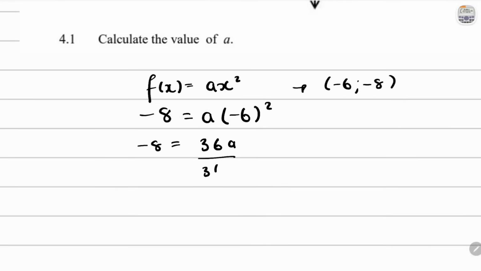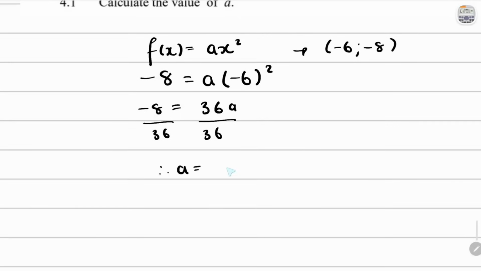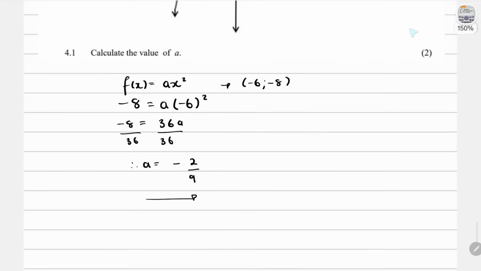And if you divide both hand sides by 36, therefore, a is finally equal to negative... You can see that they are both divisible by 4. So our final answer is negative 2 over 9. And that is the value of a.